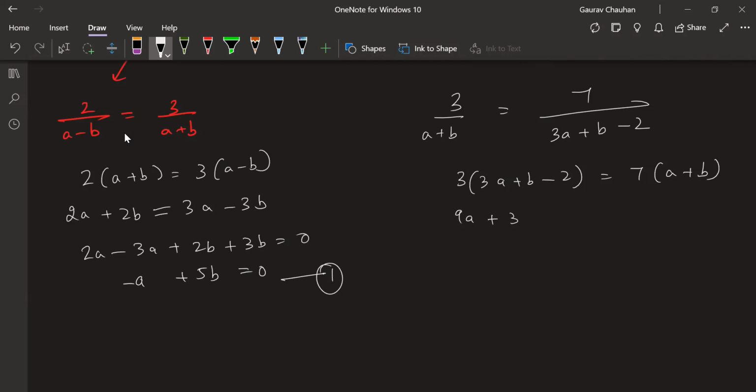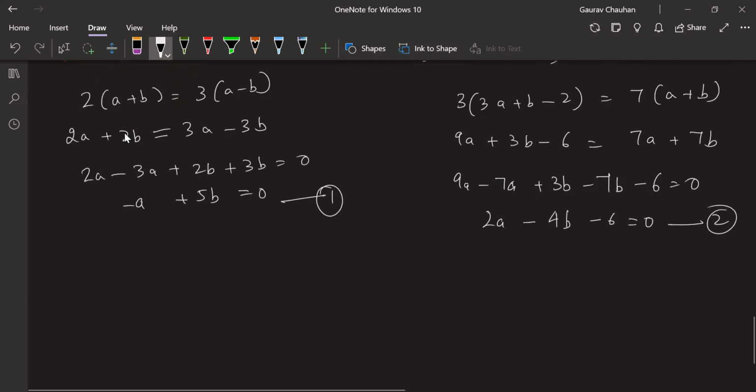9a plus 3b minus 6 is equal to 7a plus 7b. Take everything to the left hand side, change to standard form again. So 9a minus 7a plus 3b minus 7b minus 6 is equal to 0. Okay with that? This is 2a minus 4b minus 6 is equal to 0. This is my second equation.